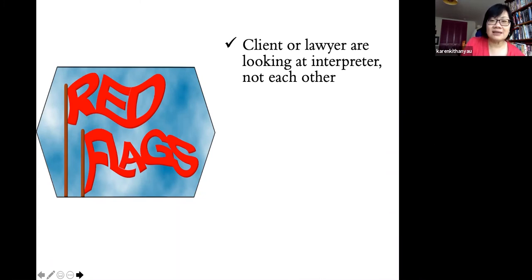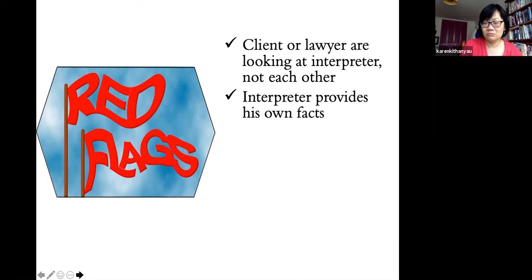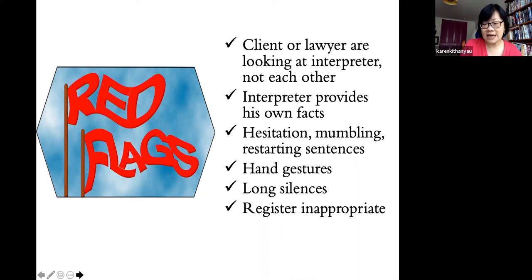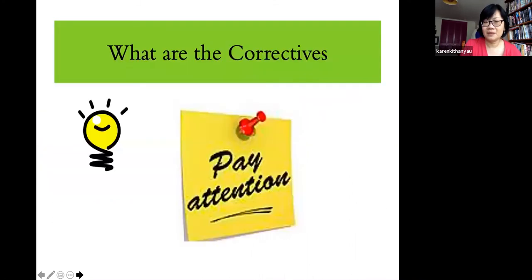And what's more is that the client, and in this case, the hearing officers, were not looking at each other, but rather they were looking at the interpreter. And the interpreter provided his own facts in one case. There were hesitation, mumbling, and there were hand gestures, long silences, and the register was inappropriate. We also saw the expression on the client's face. It was clear that he was dumbfounded.